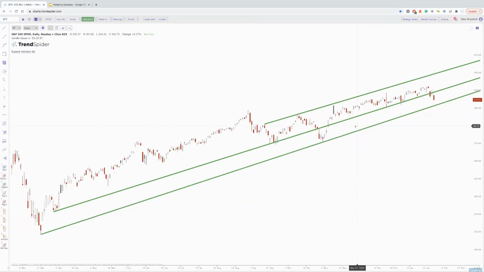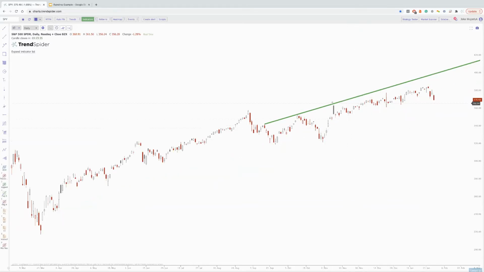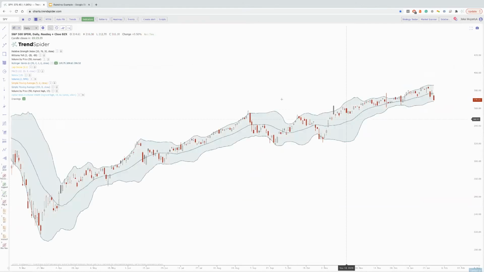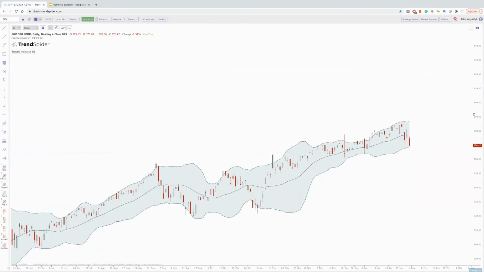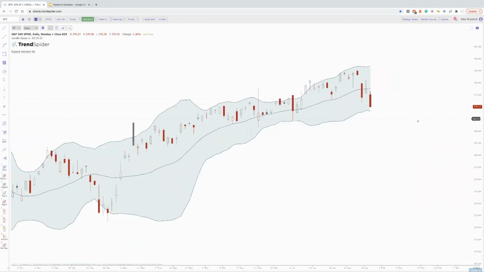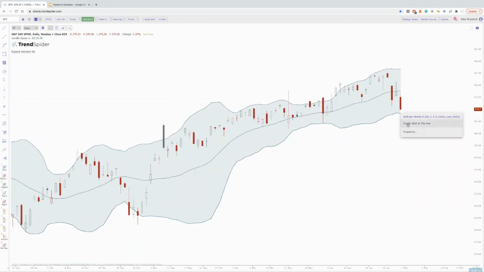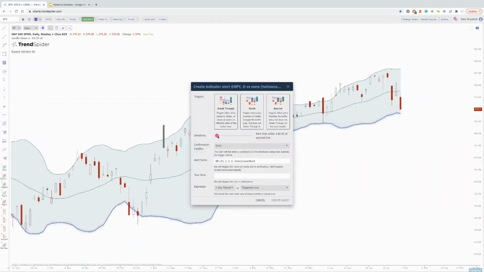So if I remove this alert, let's just remove these trend lines in general. I can go in and say the Bollinger Bands, right? Turn on the daily Bollinger Bands. Maybe I want to be alerted even today if the price starts to break down through this Bollinger Band below. I can right click, create an alert at this line, and take away the sensitivity here, because if we just want to know when the price breaks through this line, we'll be alerted whenever that happens.